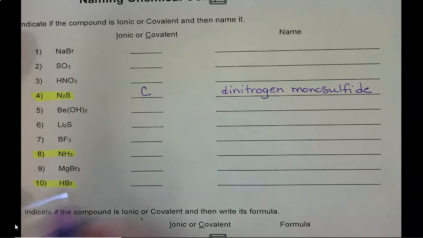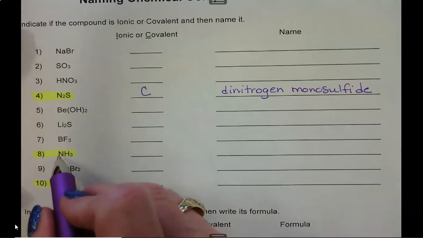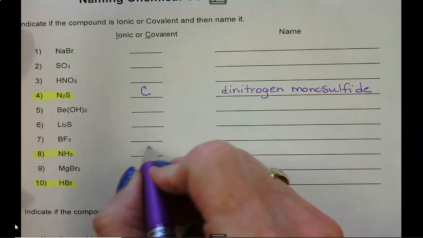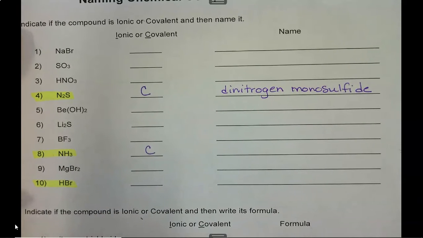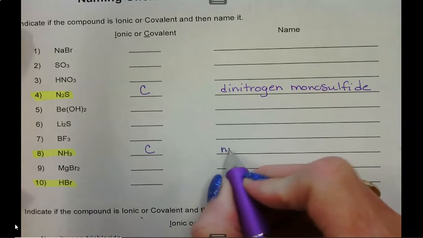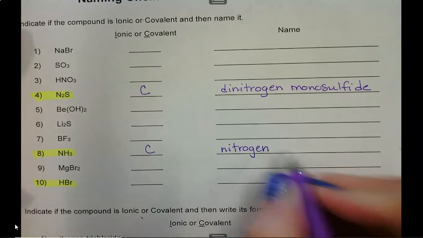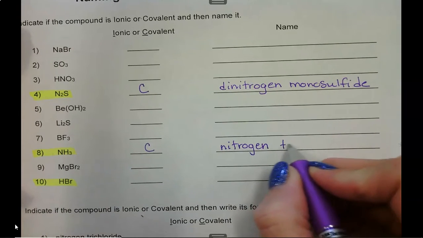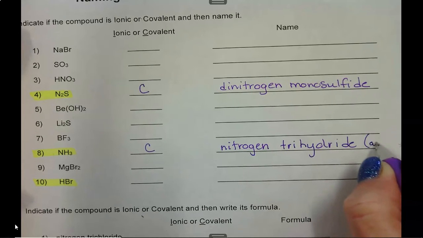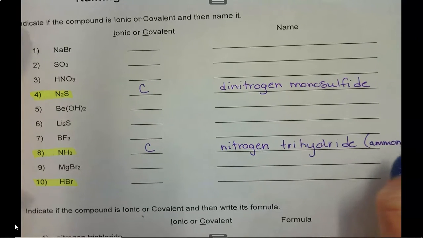Number 8, there's 1 nitrogen. Now, we need to determine ionic or covalent. Well, nitrogen is a nonmetal, and so is hydrogen, so that's going to be a covalent compound, so we get to use the prefixes. The only deal is here, there's only 1 nitrogen. Well, you don't use the prefix mono if there's 1 of the first element. That's the only time you don't get to use mono. So this one's just going to be nitrogen. And then what's the prefix for 3? Trihydride. It's AKA ammonia.